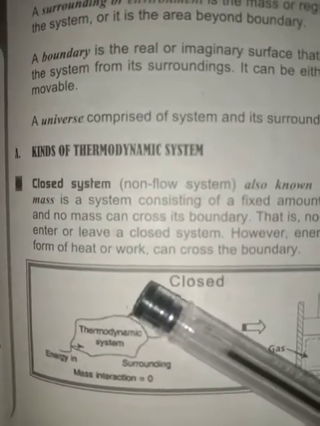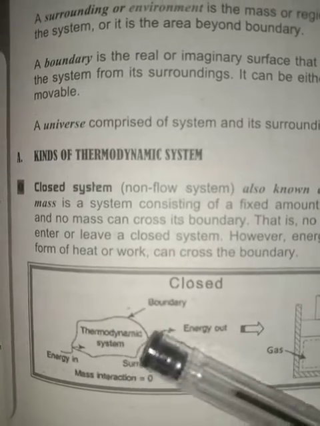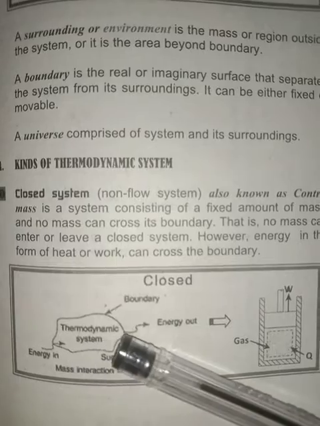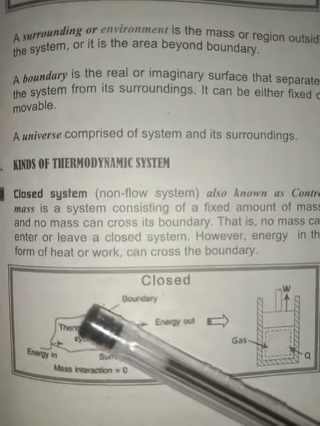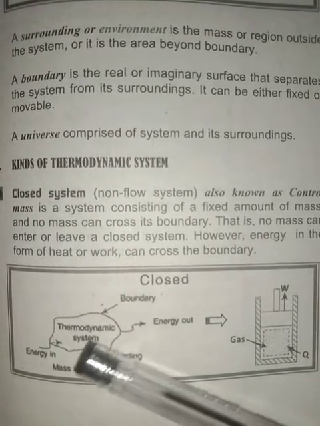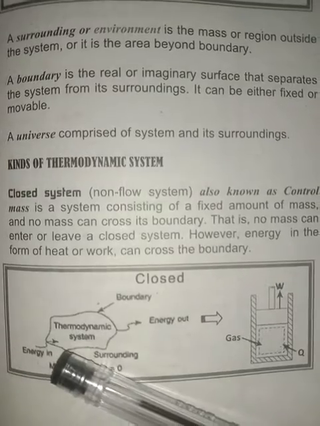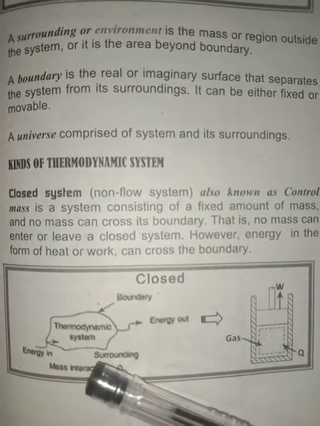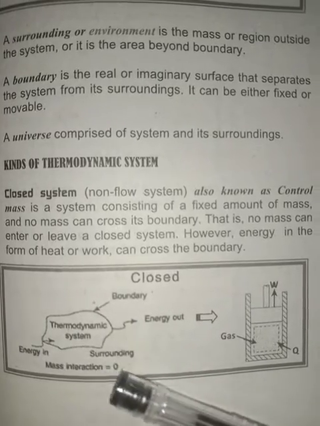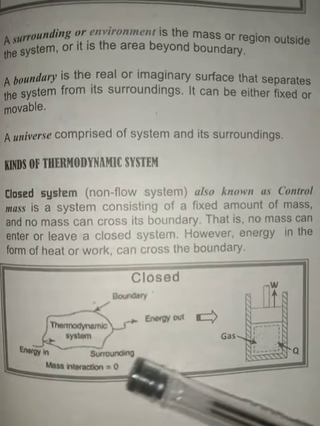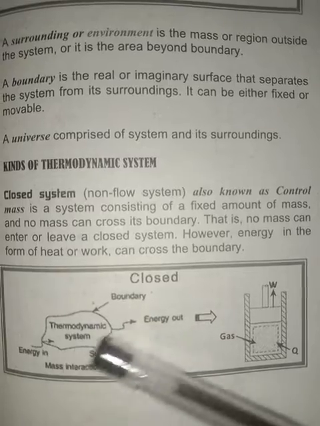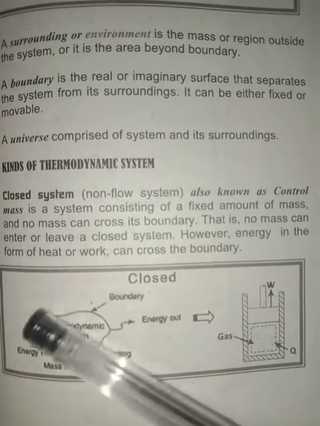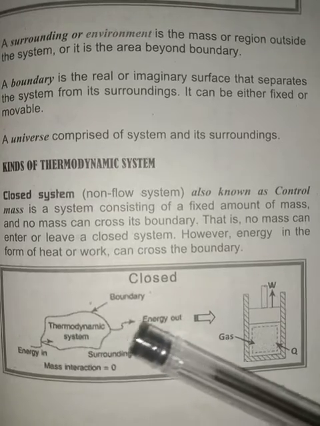So here is an example of the closed system. We have the boundary here, and then we have the energy in and energy out. So this is the surrounding. So take note that the mass interaction is zero, because no mass can enter inside and can go outside, because this system is a closed system.